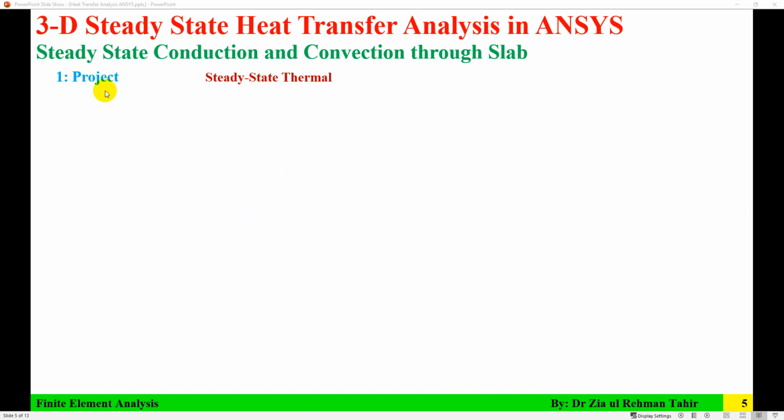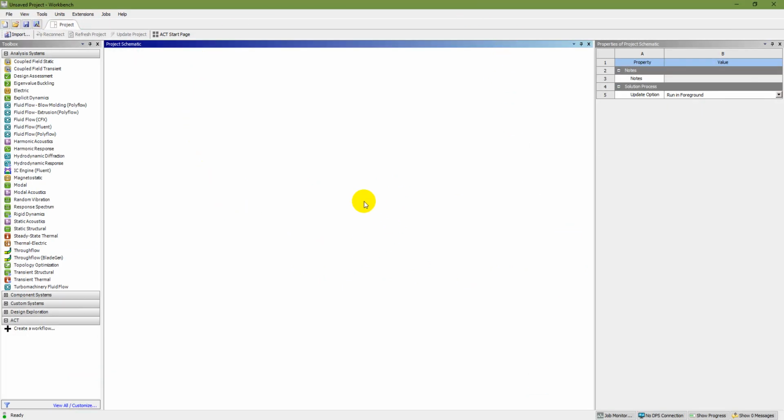The first step is to start a project which is steady state thermal in ANSYS Workbench. So that is ANSYS Workbench, and there is a toolbox. In the toolbox, there is an analysis system, and in analysis system, I'll double click on steady state thermal. These are the steps: first steady state thermal, then engineering data, geometry, model, setup, solution, and then results.